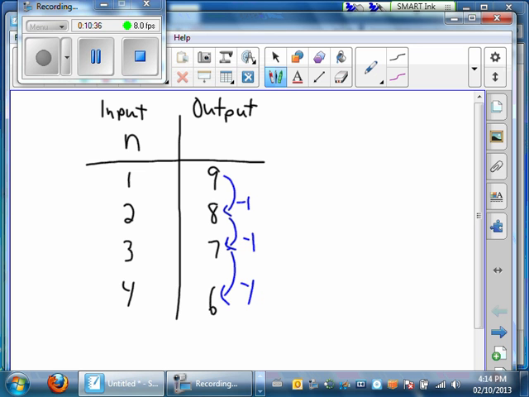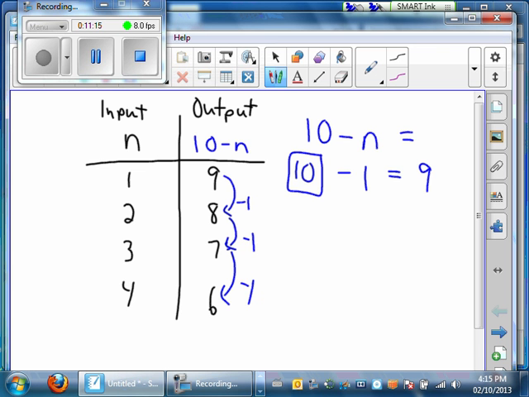So for example, we take some unknown number and subtract n, and it's going to equal our answer. So we're subtracting n here. Now, when n is 1, our output is 9. So the question is, what number do we put in here to make this statement true? Well, in that case, it's going to be 10. So 10 minus a number is our algebraic expression, and that would in fact be a true algebraic expression for this input-output table.